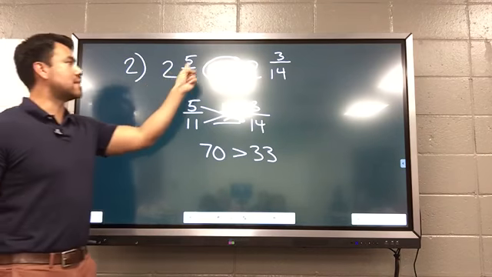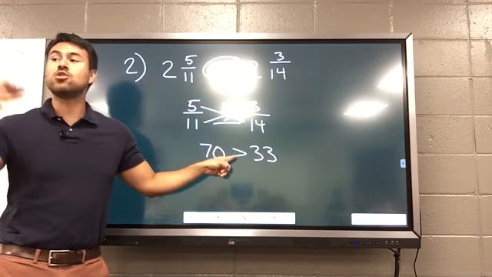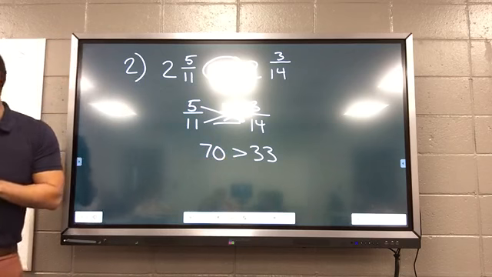Could you make these decimals? And would you still come up with the same answer of greater than? If you do it right, you should, but it just makes it a little bit tougher, I think.